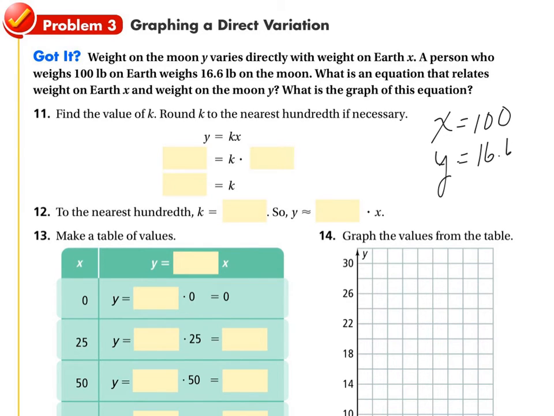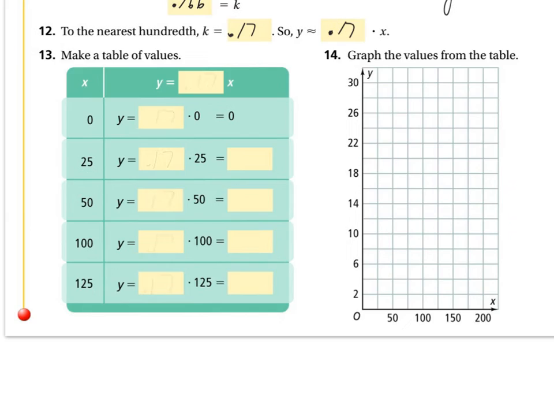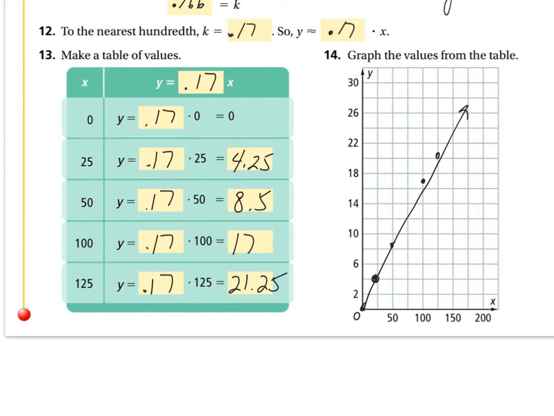Well, to begin with, we need to find k. We need to find our constant. So y, 16.6, equals k times x, which is 100. Divide both sides by 100. So 0.166 is our k. So to the nearest hundredth, it's 0.17. So y equals 0.17 times x. Using this equation, we can put a variety of values for x in and get a set of y's so that we can then create our graph.